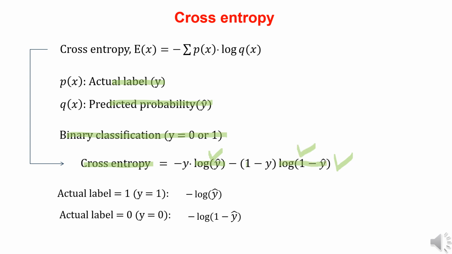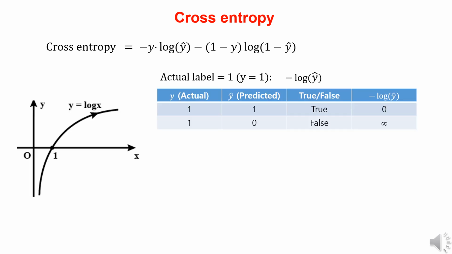If the actual label is 1, that is, y is equal to 1, the second term becomes 0, and the cross-entropy simplifies to minus logarithm of y hat. If the actual label is 0, that is, y is equal to 0, the first term becomes 0, and the cross-entropy simplifies to minus logarithm of 1 minus y hat. Let's take a closer look at cross-entropy using an example.